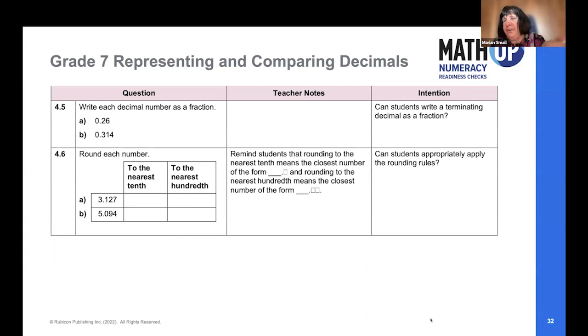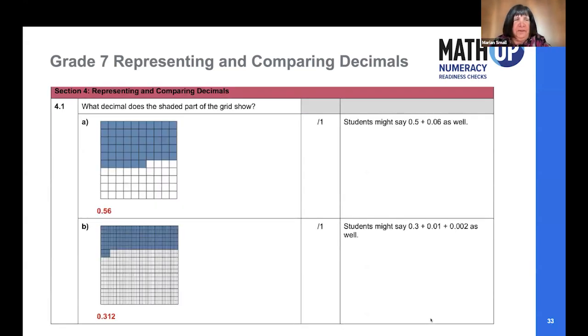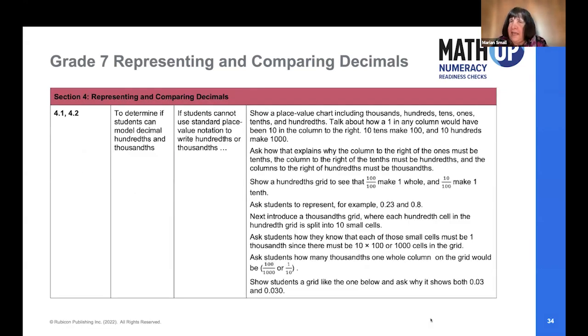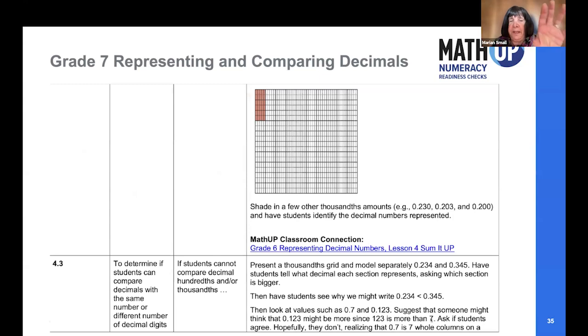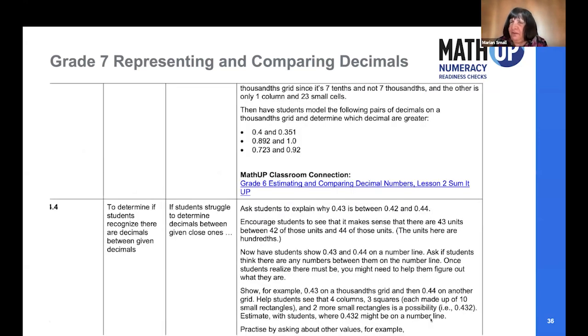I've taken these pieces from different provinces, so it might not be your province, so don't panic if it looks funny to you. It could have been a different province. Again, you can see in the red, that's in the scoring guide, so we're giving you the answers. And again, we're giving you activities to do if students are struggling. In this case, with questions 4.1 and 4.2, this is what I recommend you do. But there is also a link back to a MathUP lesson that will also help you if you want to do that. I'm just showing you pieces to give you a feel for it.